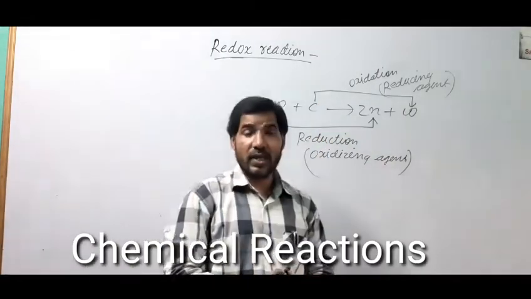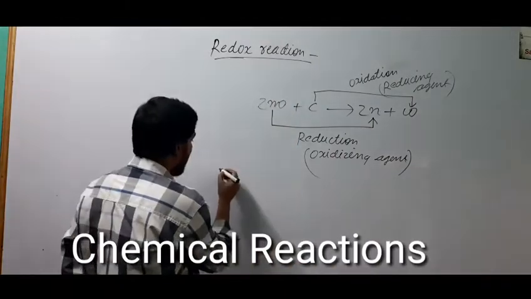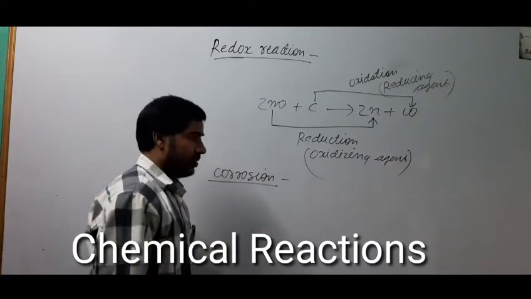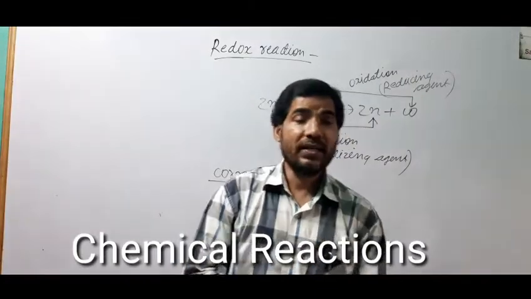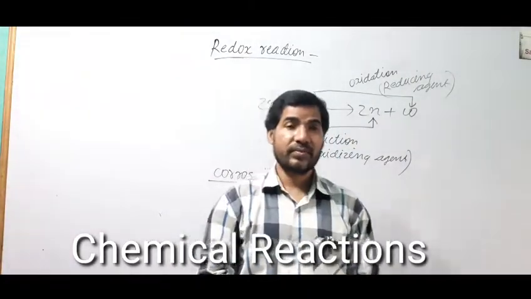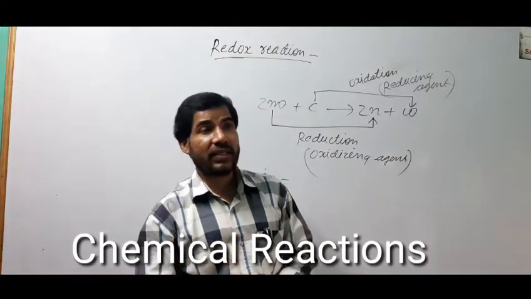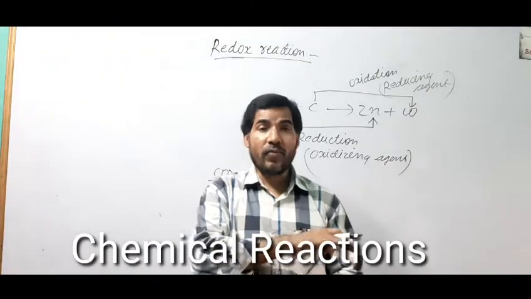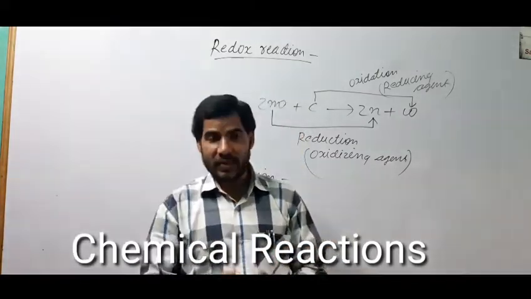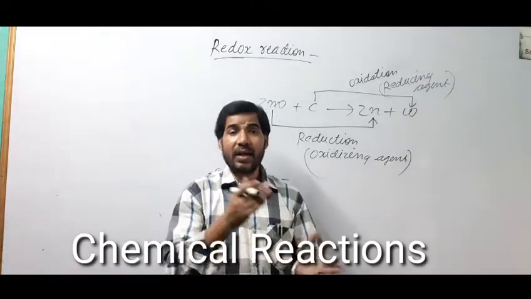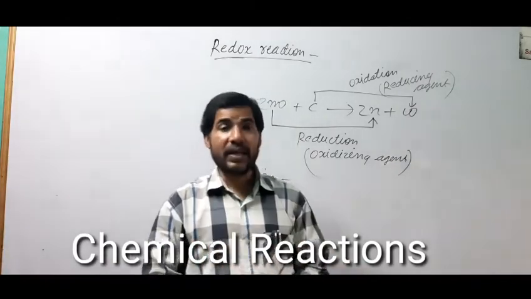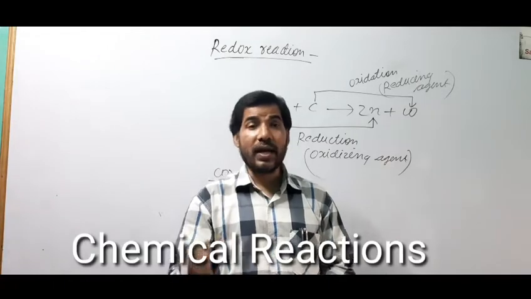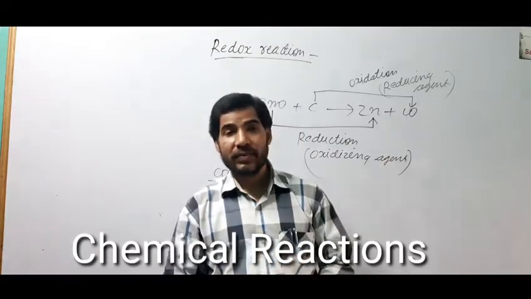Now, today we will discuss corrosion. Next topic is corrosion. What is corrosion? Listen. Corrosion is a process in which a metal reacts with the gases and moisture present in the atmosphere and forms a layer of a new compound on its surface. Once again, what is corrosion? Corrosion is a process in which metal reacts with the gases and moisture present in the atmosphere and forms a layer of new substance on its surface.